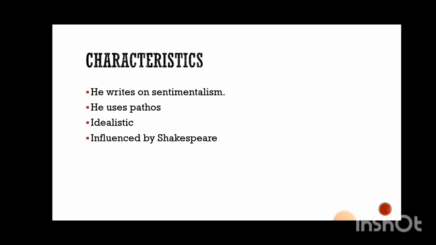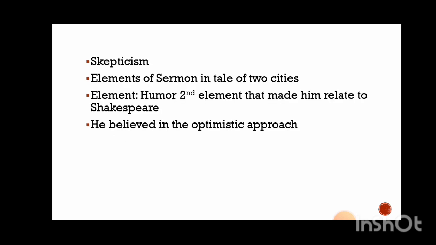And then he was idealistic. Idealistic means that Charles Dickens was a great poet, and he also wrote idealistically in his literary work. He used many ideas and many things that made people think about society and about the issues of their time. And then he was influenced by Shakespeare, means he followed Shakespearean characters. He also wrote such elements of Shakespeare's that made him relate to Shakespeare.